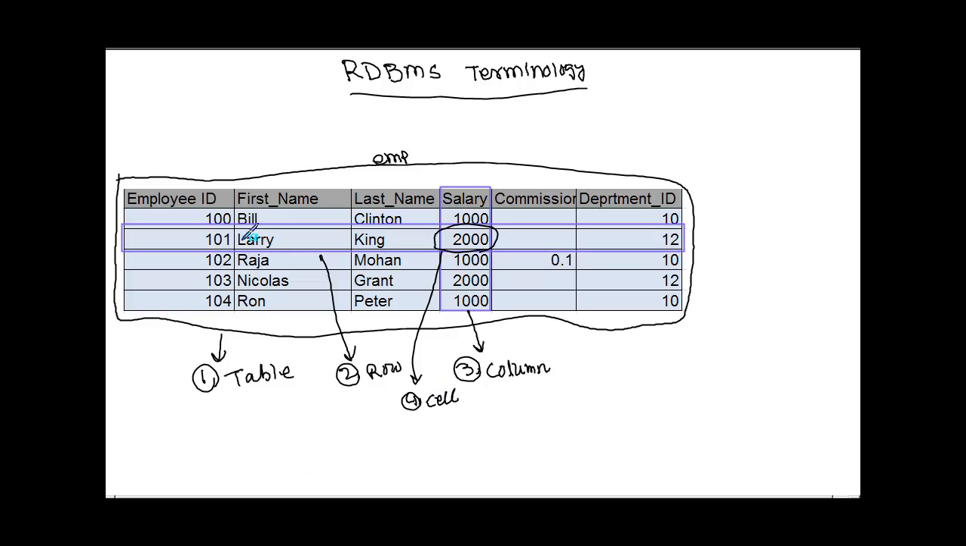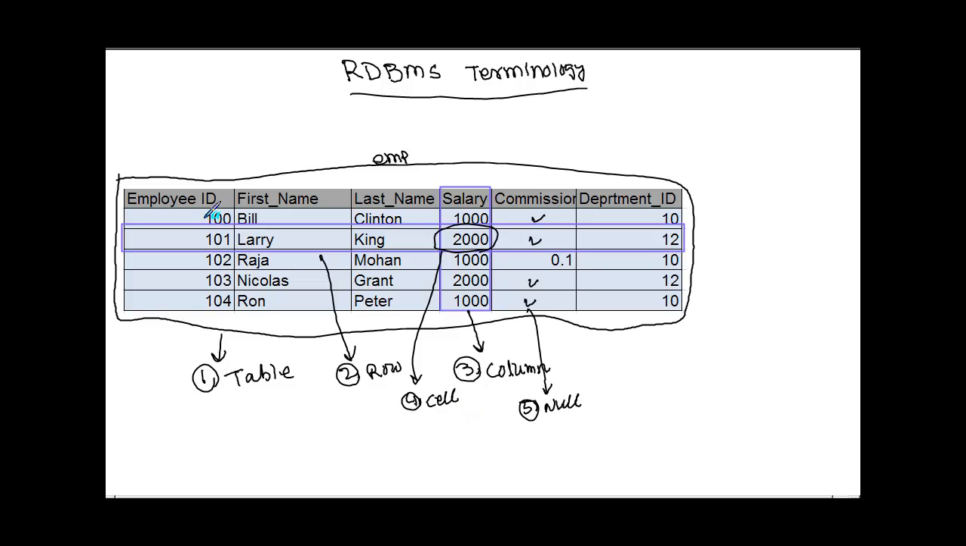And if you notice, every cell has some numbers or some characters except commission. That means in this commission column, we do not have any values. So those are called null values.